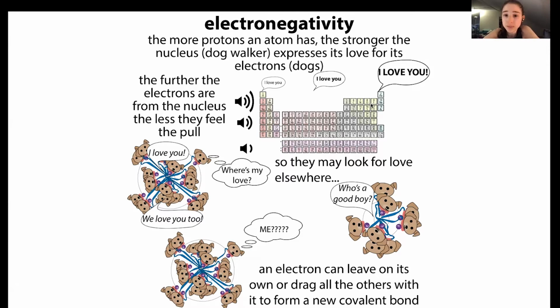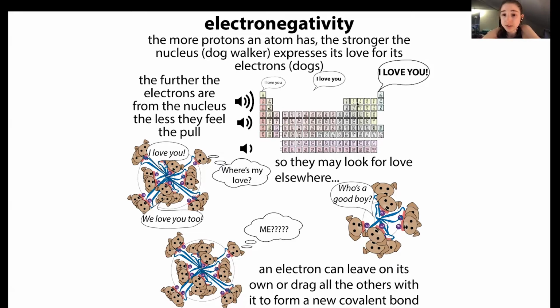And if you look up here, we see one of the atoms that comes up all the time in organic chemistry and biochemistry. We have oxygen over here. So oxygen is really electronegative. It has a tight pull on its electrons. What about hydrogen? Well, hydrogen only has a single proton. It cannot pull very hard. And so hydrogen is not electronegative.